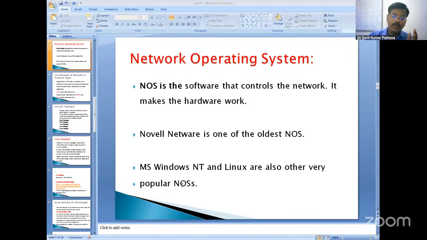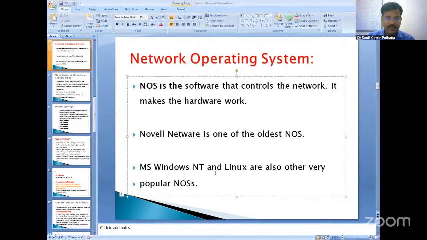The software component that is part of networks is the network operating system. We call it NOS. Let us look at the network operating system. NOS is the software that controls the network. It makes the hardware work.